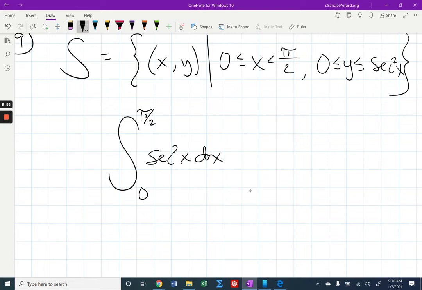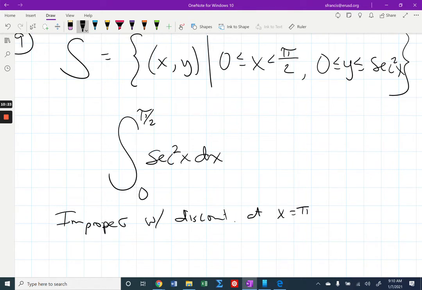The reason pi over 2 is not included is that secant is 1 over cosine. Cosine of pi over 2 is 0, so we'd get 1 over 0. So secant isn't defined at pi over 2. So this is an improper integral with a discontinuity at x equals pi over 2.